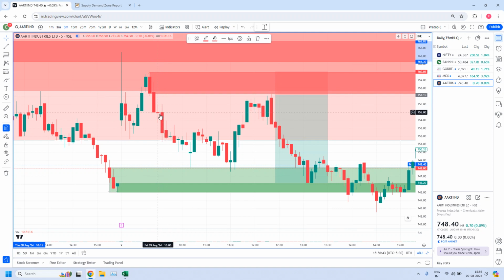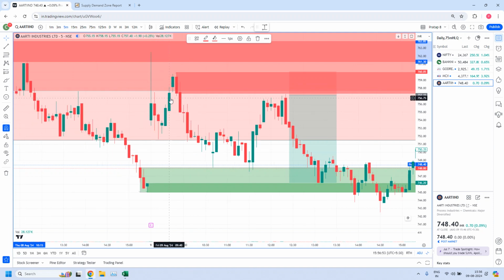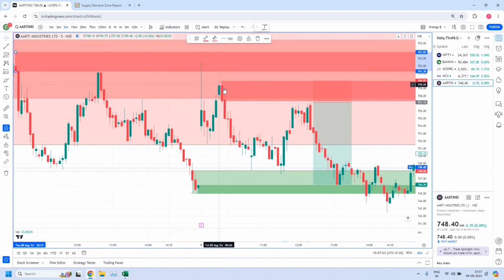Because this 5-minute zone is a dynamic one, but it is not a fine-tuned zone. See, this drop-base-drop is not part of the 15-minute zone, but this rally-base-drop is part of the 15-minute zone. That's why we are interested only in this dynamic zone, the 5-minute dynamic zone, which is a fine-tuned zone.